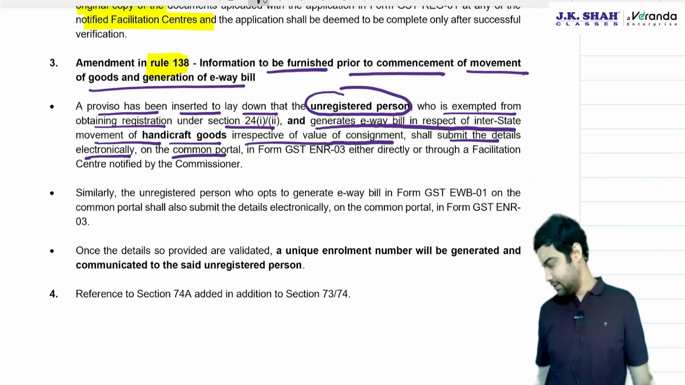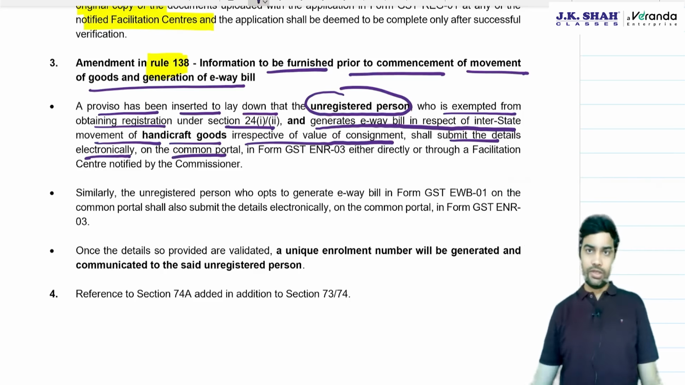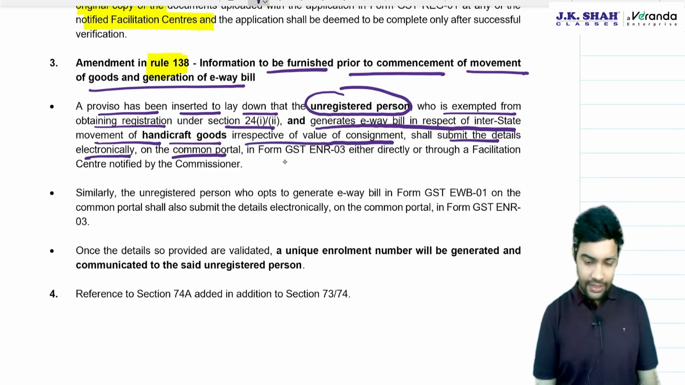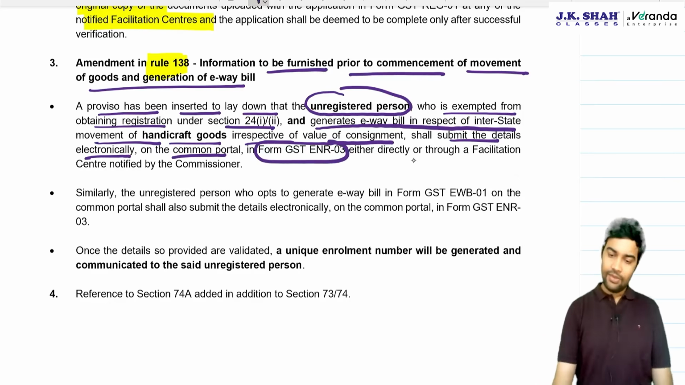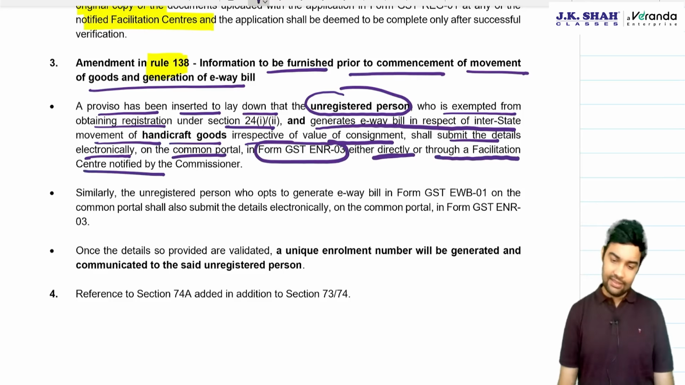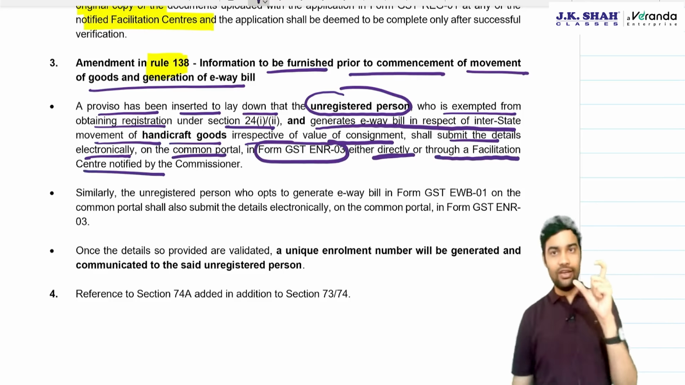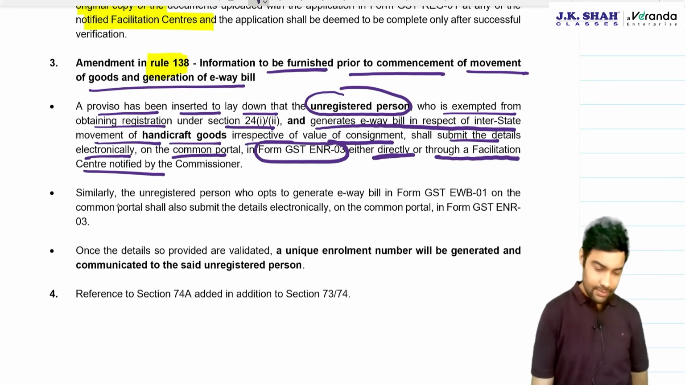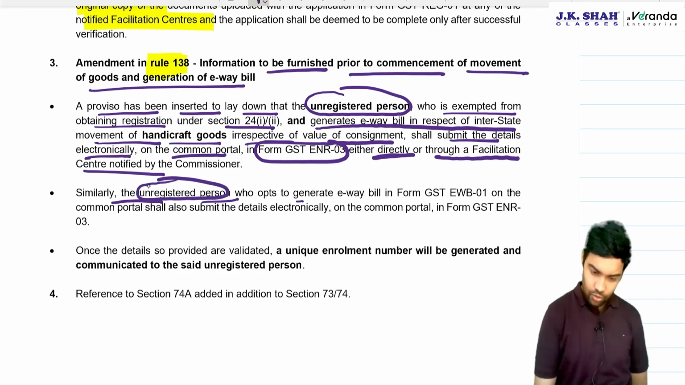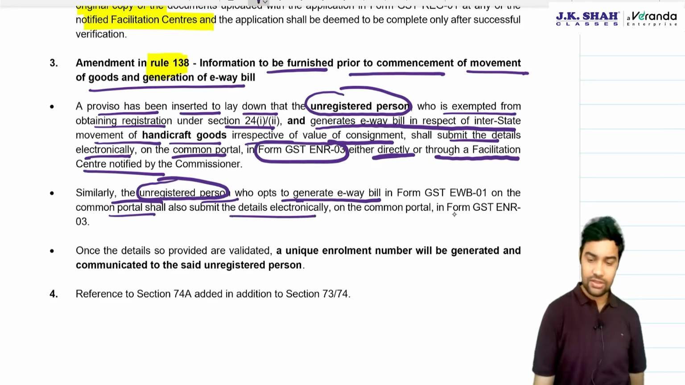So he will submit the details on the common portal in form GST ENR 03, either directly or through a facilitation center. So he will have to submit this enrollment. ENR is enrollment form. Similarly, an unregistered person who opts to generate e-way bill on the common portal will also submit this form on the common portal.